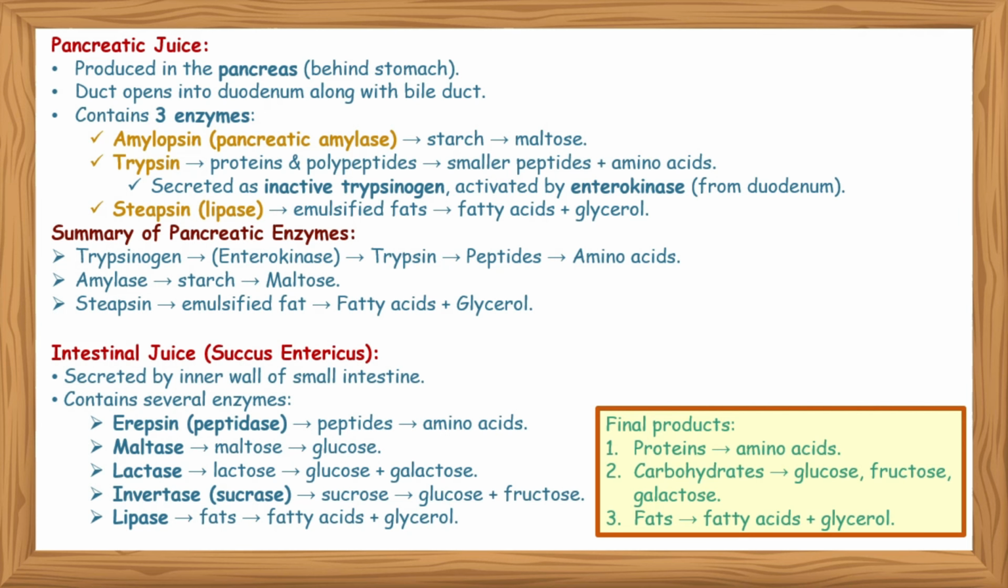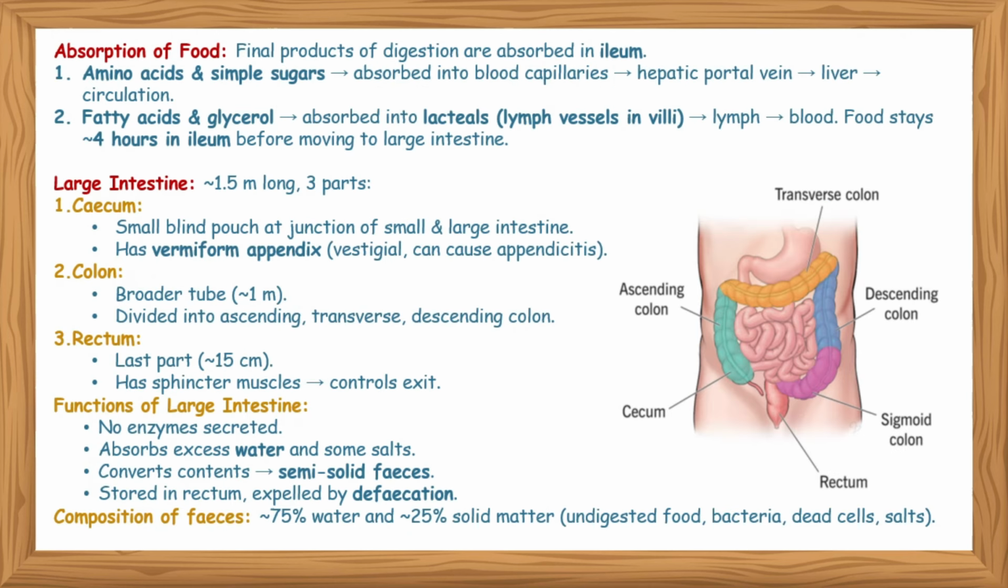So the final products are: from protein, amino acids. From carbohydrates, glucose, fructose and galactose. And from fat, fatty acid and glycerol. Absorption of food.